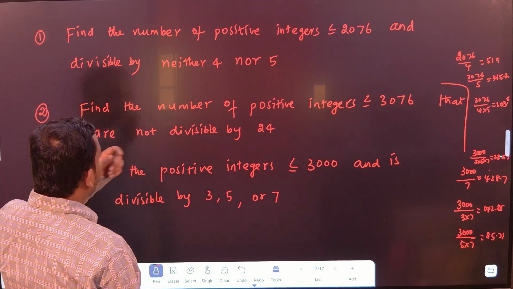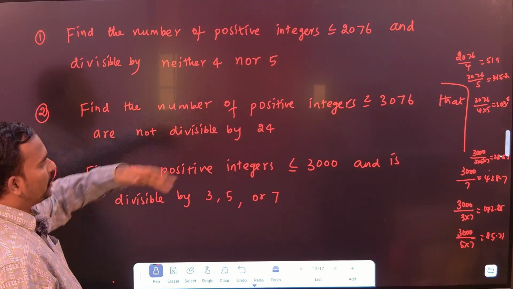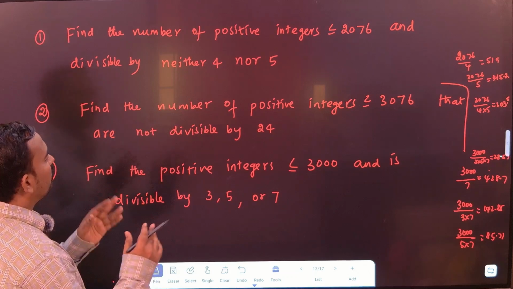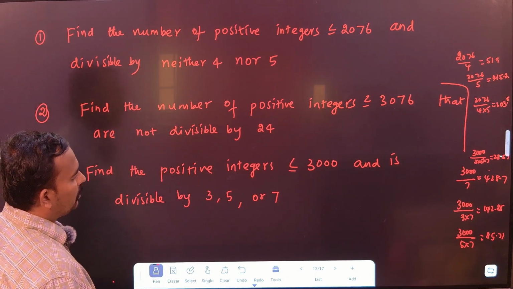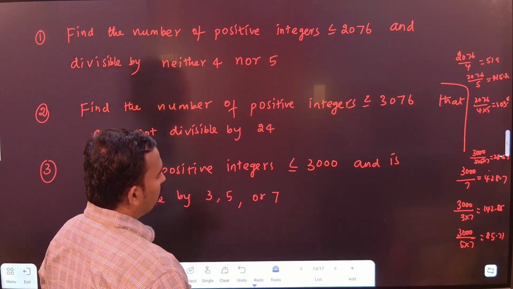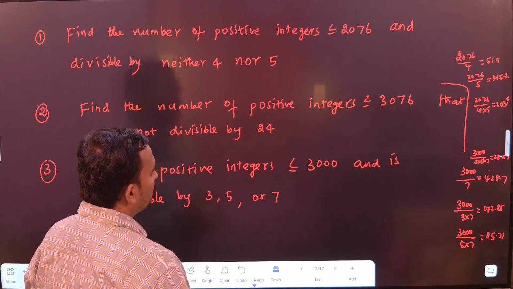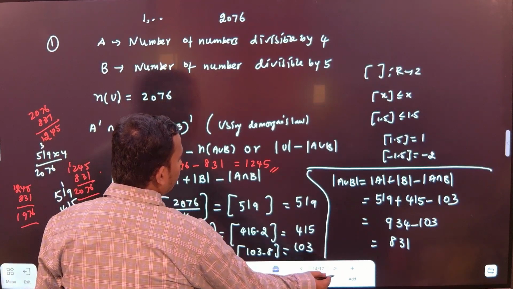You can see, find the number of positive integers less than or equal to 3076 that are not divisible by 24. Not divisible by 24. So how much will it be? You can see, students. Next question.